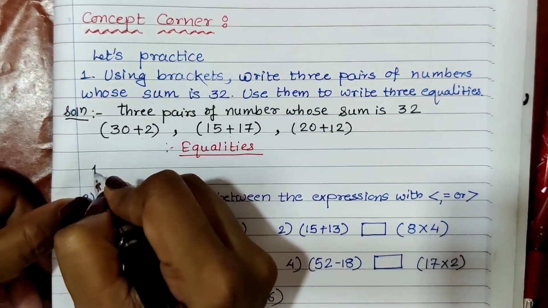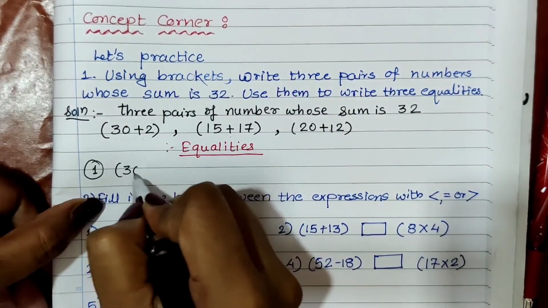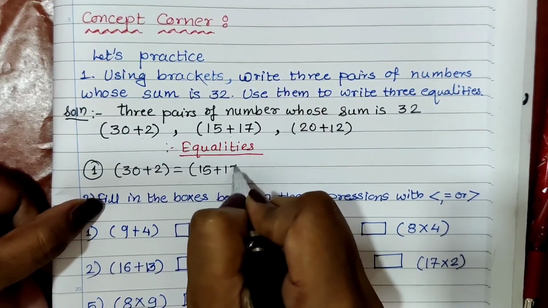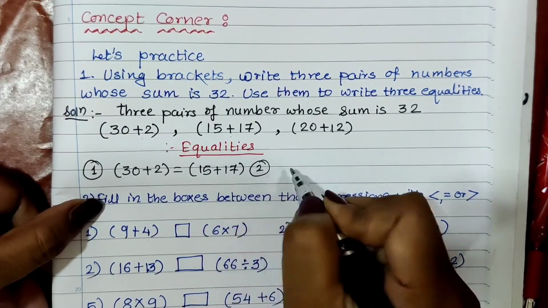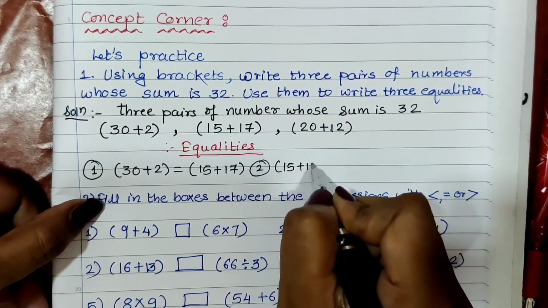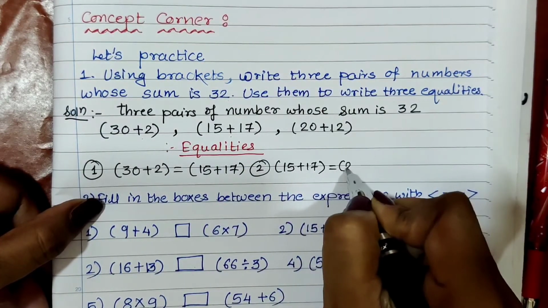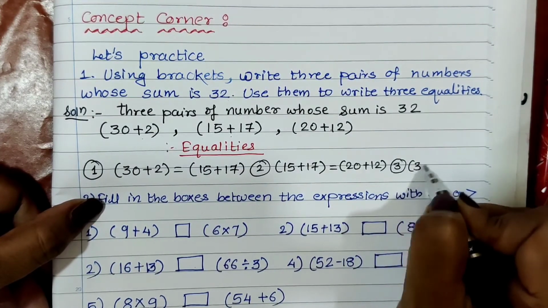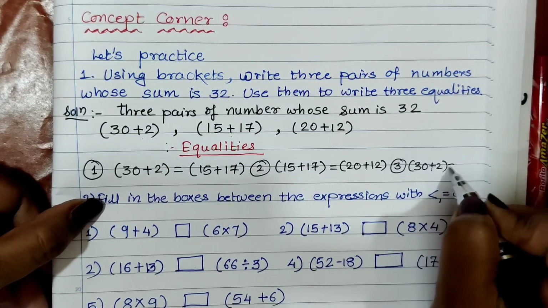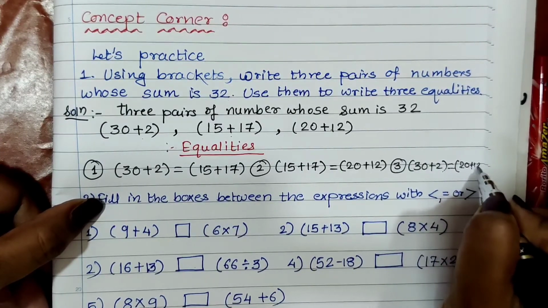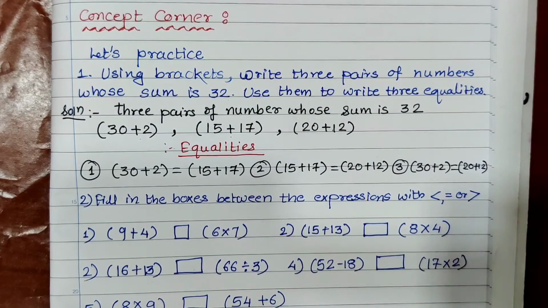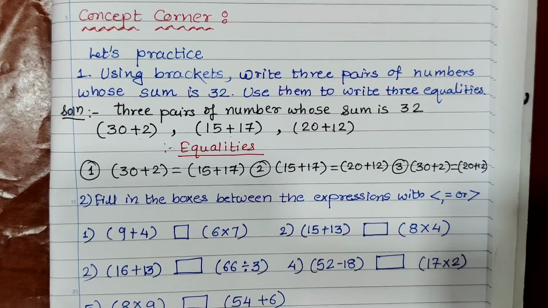So first equality I can write 30 plus 2 is equal to 15 plus 17. Second equality I can write 15 plus 17 is equal to 20 plus 12. Third equality I can write 30 plus 2 is equal to 20 plus 12. So in this way 3 equalities we can write here. Okay. So this type of question we have solved before also.